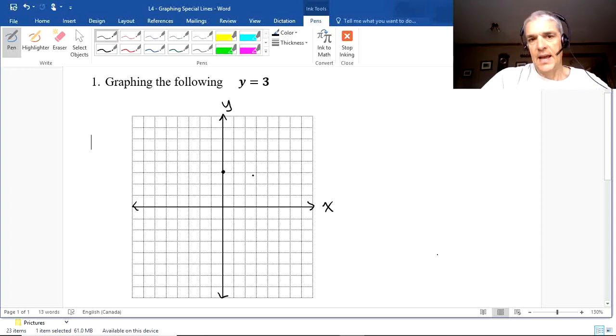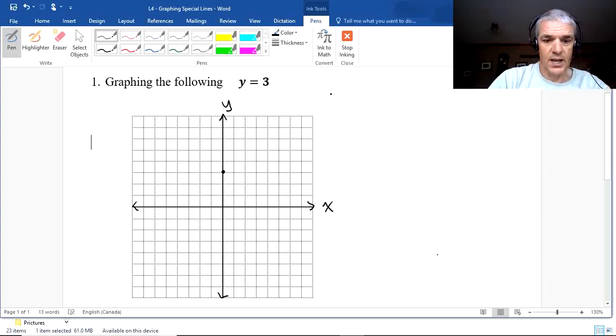Then I ask myself, where else does y equal 3? Well, y equals 3 everywhere else along this line right here. Anywhere along here, y equals 3, and that's what forms the line for y equals 3. Y is 3 right here, y is 3 here. I don't care what x is. X can be anything it wants to be, but y has to always be 3, because that's the condition of this equation. Y equals 3.